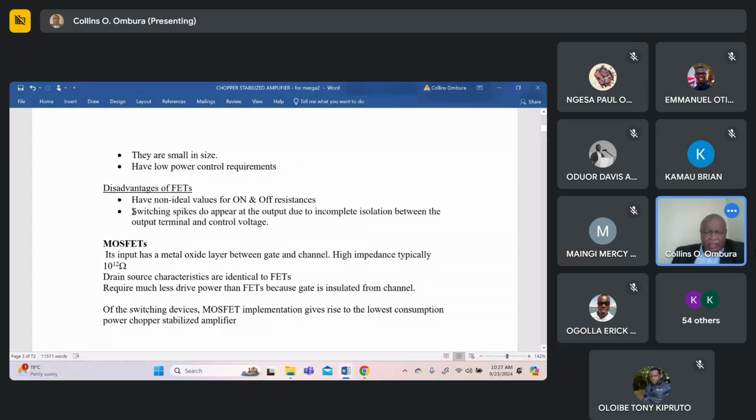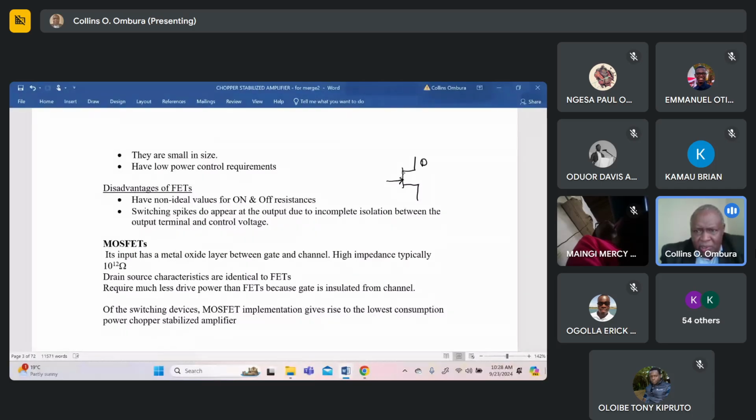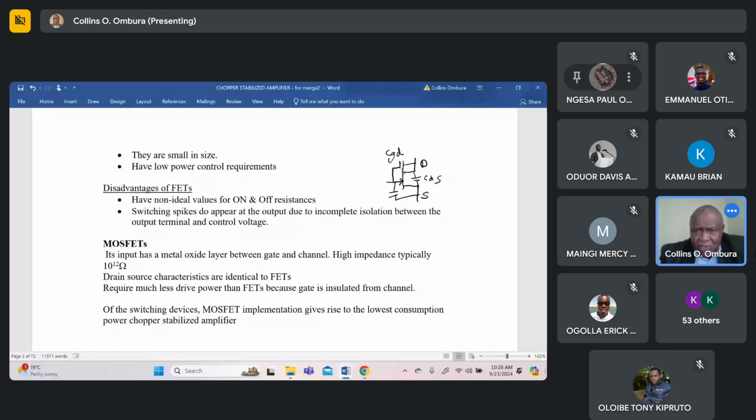Then the other disadvantage is that switching spikes, which we will come to in more detail later on, do appear at the output due to incomplete isolation between the output terminal and the control voltage. This is due to inter-electrode capacitances. If you draw an FET here, for example, this is your drain, source, gate. A practical FET has a capacitance CDS, a capacitance CGD, and a capacitance CGS. CGS is the one which is normally predominant.